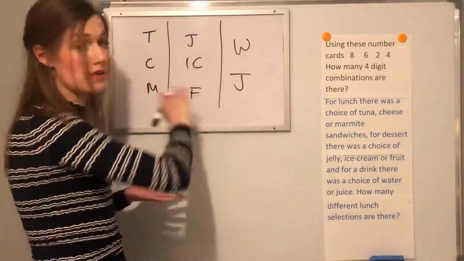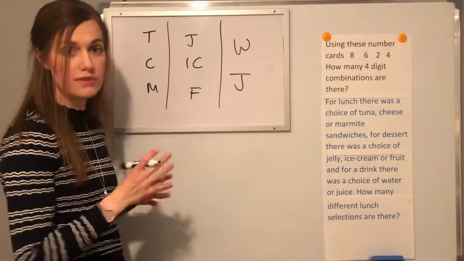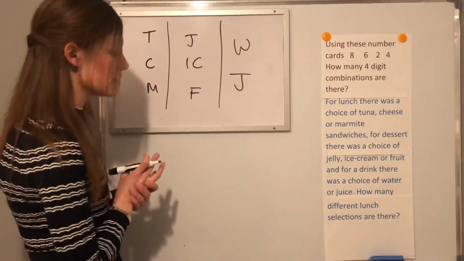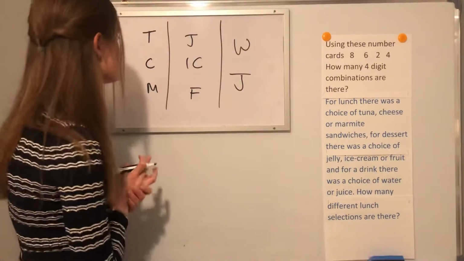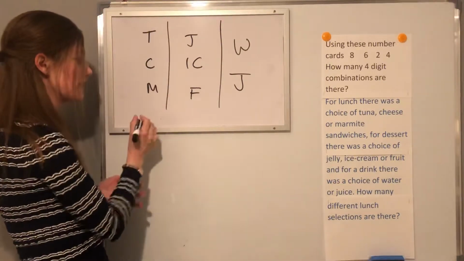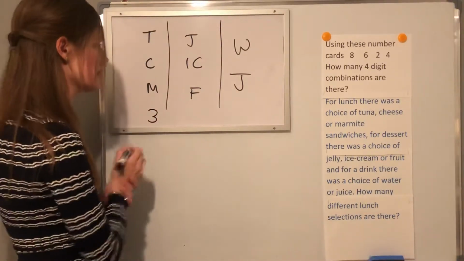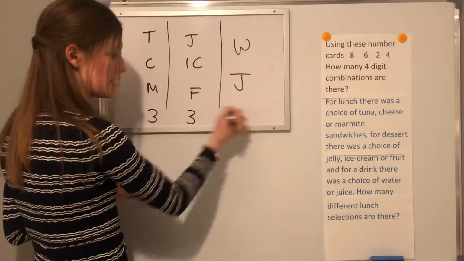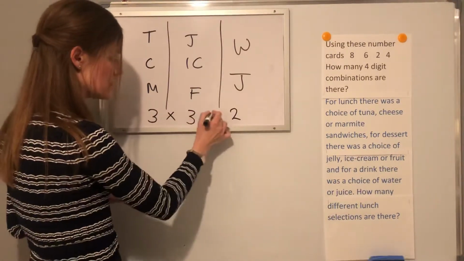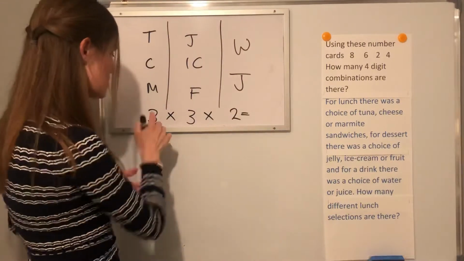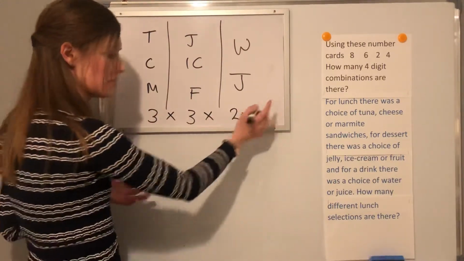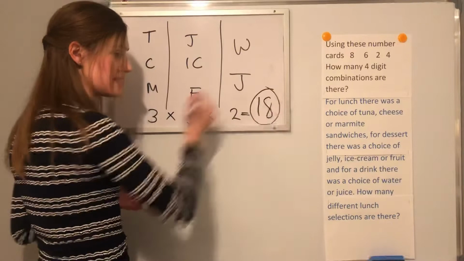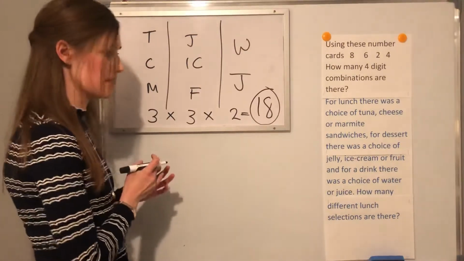Again, you could write out all the combinations, but you don't want to be doing that. The easy way of finding how many combinations there are is you look here, there are 3 choices there, there are 3 choices there, and there are 2 choices there. So you just times those together. 3 times 3 is 9, times 2 is 18. There are 18 different lunch choices.